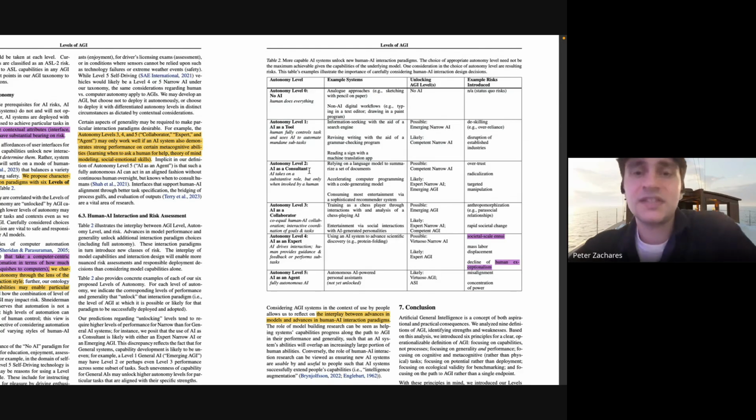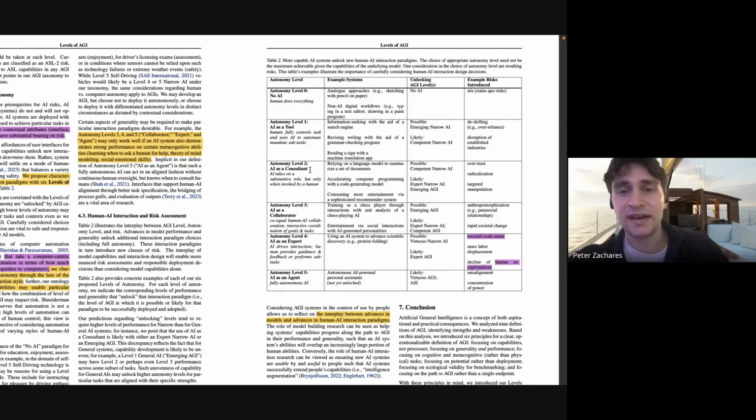Okay, so the second level is AI as a consultant. And it says AI takes on a substantial role, but only when invoked by a human. So this would be relying on a language model to summarize a set of documents, accelerating computer programming with code generating models, and consuming most entertainment via a sophisticated recommendation system, which, all of these things happen right now. So this is like we're using AI as a consultant, at least in a general sense, for these things.